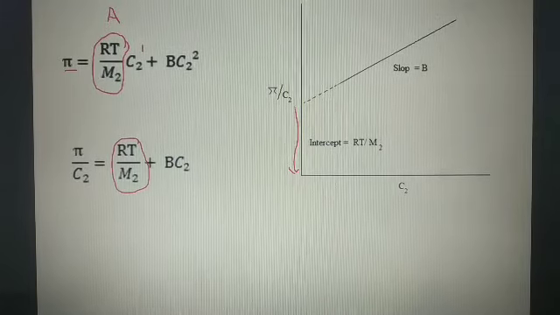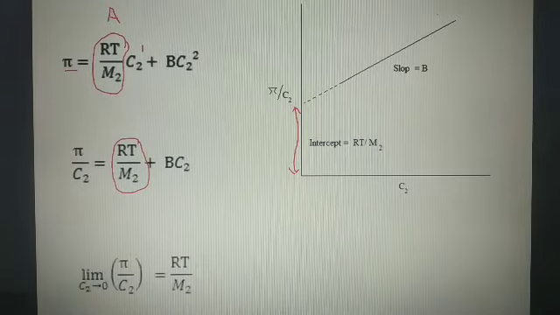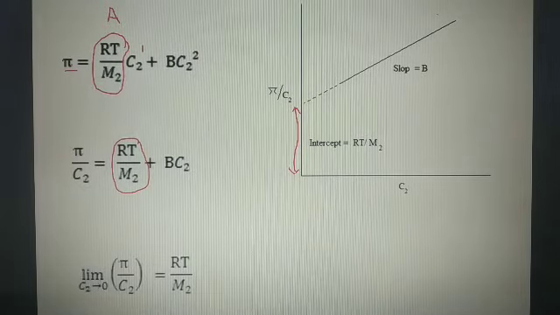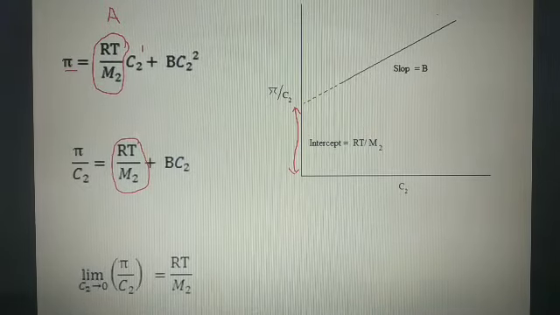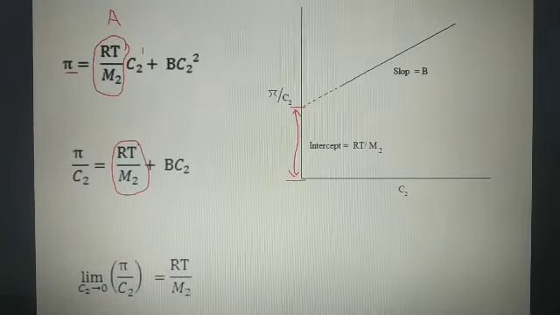So the intercept value is RT upon M2. It means it is the limiting case when C2 tends to 0, pi upon C2 tends to equal RT upon M2. So by plotting the graph, this value can be read. This value from the graph can be read and made equal to RT upon M2. The value of R is known, the value of T is known, the graph gives the value of RT upon M2, so from here you can calculate the value of M2. So easily M2 can be evaluated.